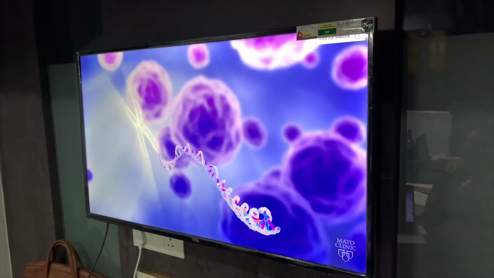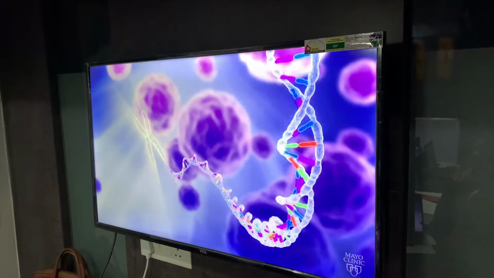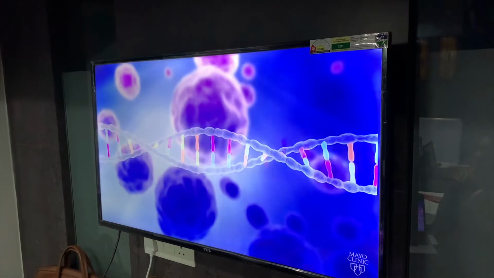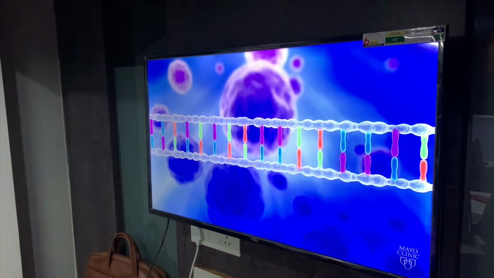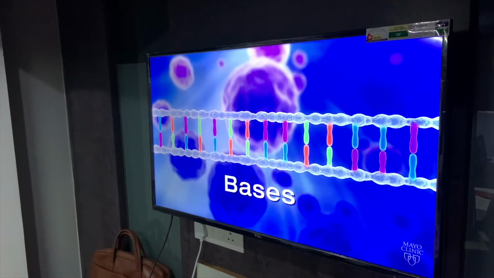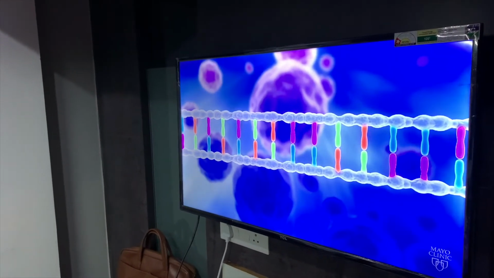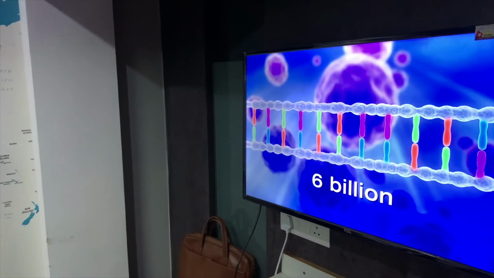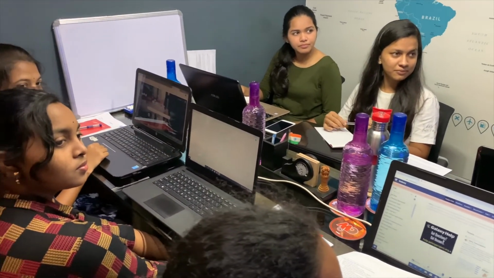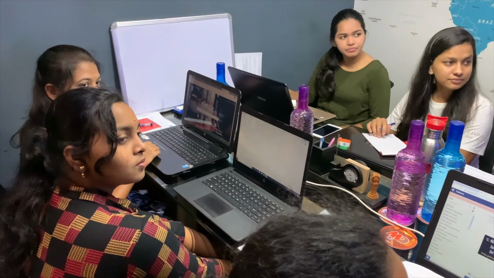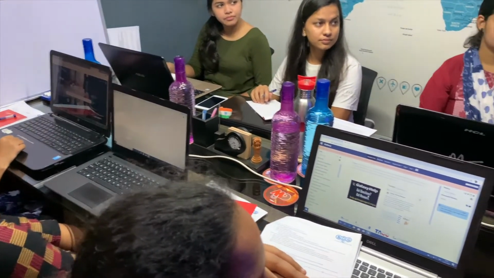DNA is coiled into a shape called the double helix. The double helix can be unwound into a ladder shape. The ladder is made up of paired chemical letters called bases. Altogether, our DNA contains about 6 billion such paired chemical bases. There are 4 bases in the DNA alphabet: A, T, C, and G. In DNA, base A joins only with base T, and base G joins only with base C.